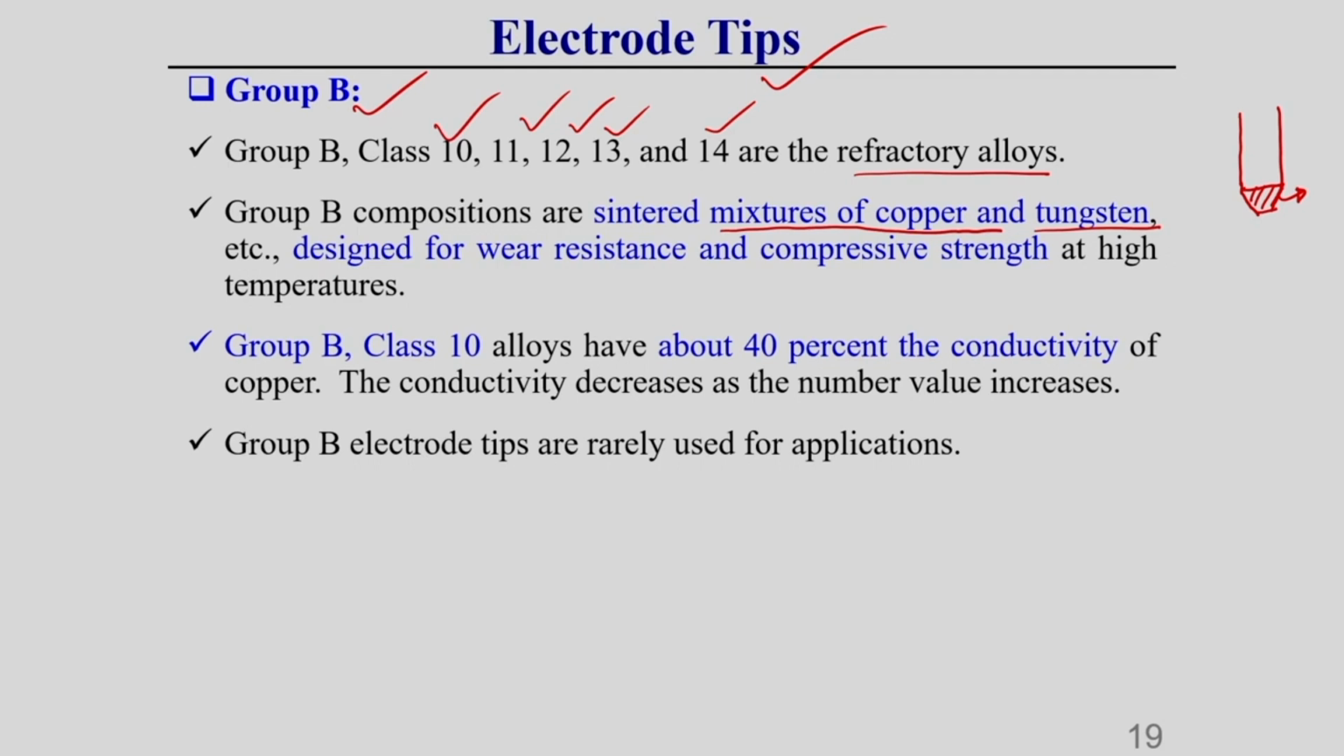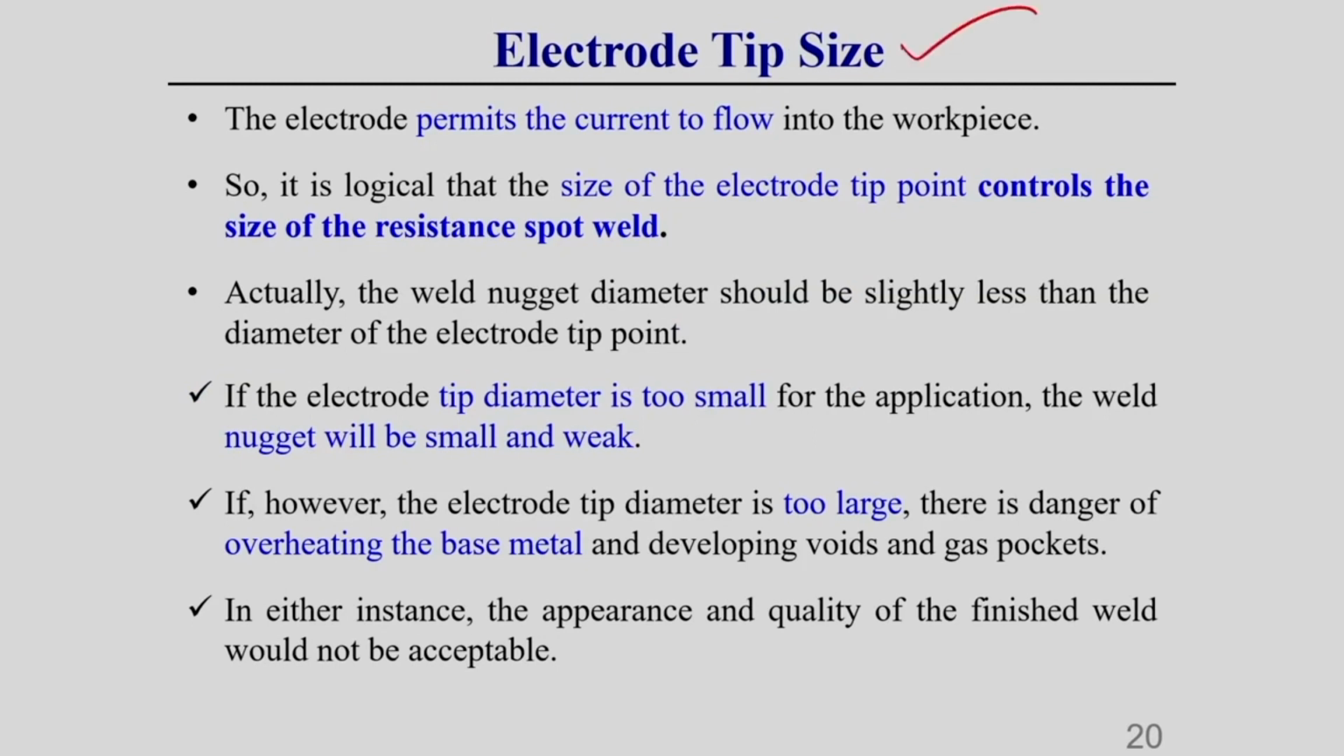Okay. Here also you should keep in mind, this Group B Class 10 has a conductivity of around 40% of copper metal. Now the higher the number, that means the higher the class, from 10 to 11, its conductivity generally decreases. So in this class, the conductivity of the electrode tip, that is Group B Class 14, is the lowest compared to other classes. Okay. This is rarely used in the resistance spot welding process. Now, electrode tip size. The larger the electrode tip, the lesser will be the resistance, you can say.